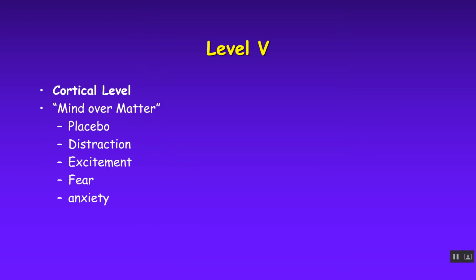Last one, level 5, cerebrum, cortical level, mind over matter. This is where mind and body meet, and where you do have definitely some ability to moderate or respond inappropriately to pain based on your belief systems, how you were raised, and how you're supposed to respond to pain and those kinds of things. That's the cortical level. So this is how placebo works.